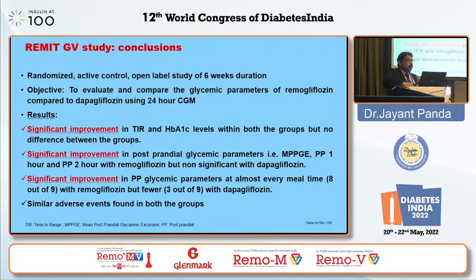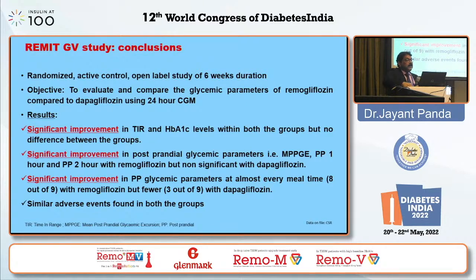So the conclusions which were drawn in this randomized, active control, open label study of 6 weeks duration, to compare the glycemic parameters of remogliflozin and dapagliflozin using 24 hour continuous glucose monitoring. Three important things we can conclude here. One is a significant improvement in TIR and A1C levels in both groups, but no difference between the groups. Here we didn't get any statistically significant difference between dapagliflozin and remogliflozin.